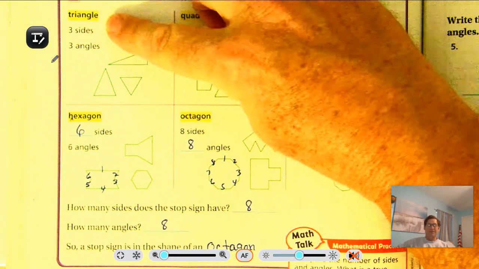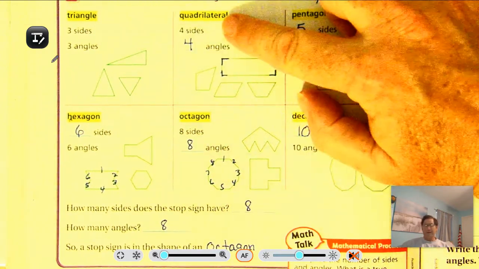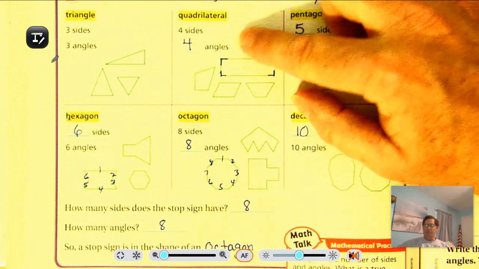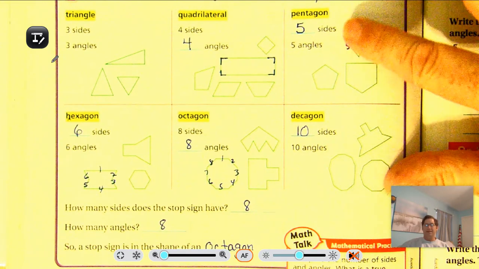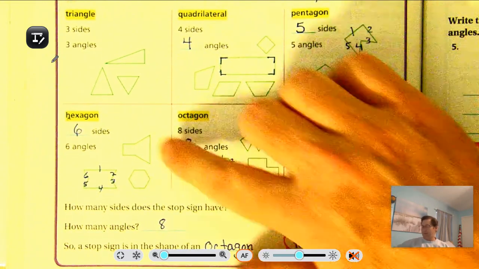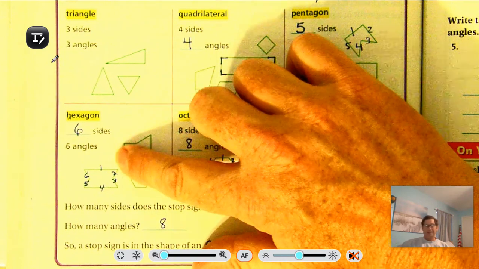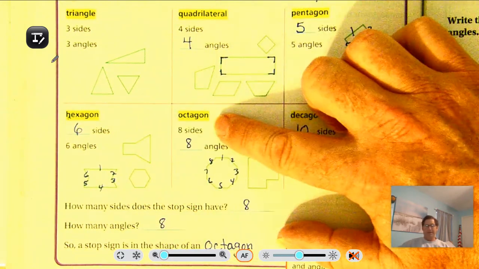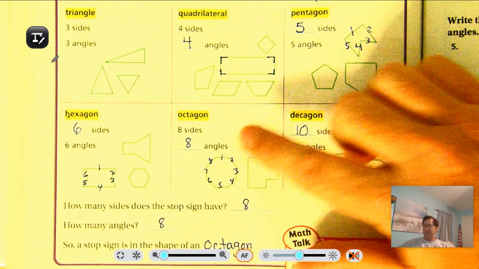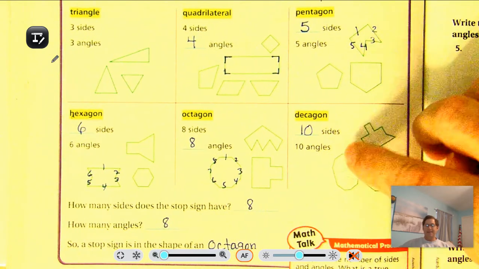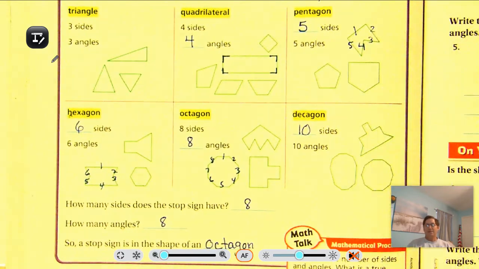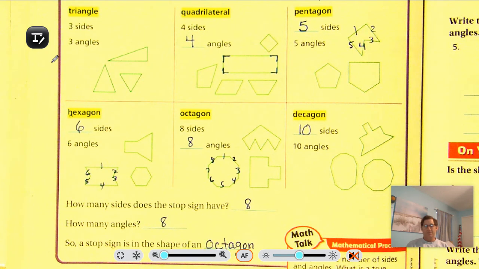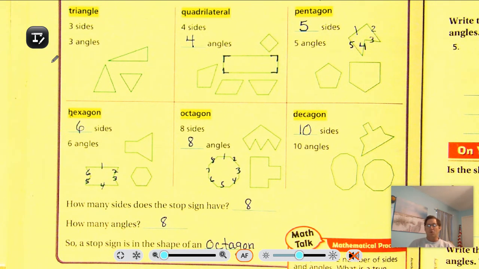Now look closely at these. Triangle, 3 sides, 3 angles. Quadrilateral, 4 sides, 4 angles. Pentagon, 5 sides, 5 angles. Hexagon, 6 sides, 6 angles. Octagon, 8 sides, 8 angles. Decagon, 10 sides, 10 angles. So if this is a polygon made up of line segments, the number of sides will always equal the number of angles.